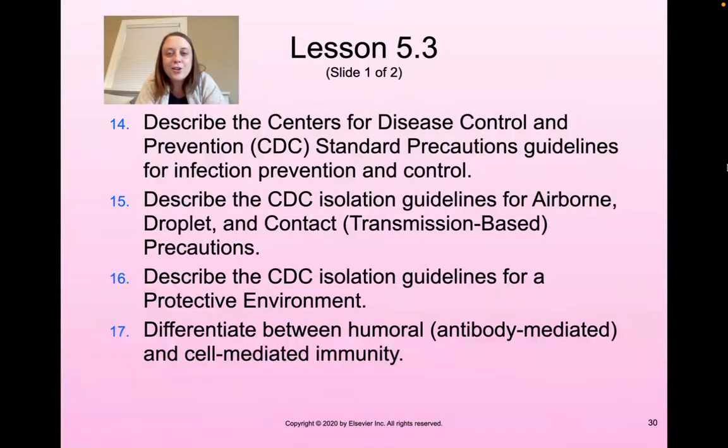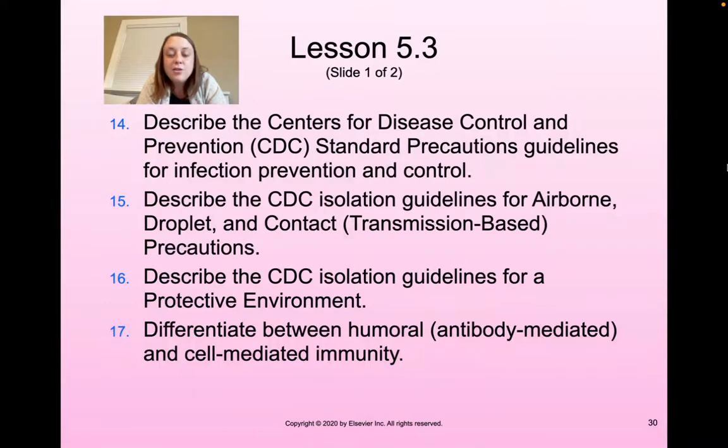Okay, time for our third and final part of our lecture on Linton Chapter 5. By the end of this lecture, you should be able to describe the Centers for Disease Control and Prevention, the CDC, and their standard precautions guidelines for infection prevention and control. You should be able to describe the CDC isolation guidelines for airborne, droplet, and contact precautions, all those types of transmission based precautions. You should be able to describe the CDC isolation guidelines for a protective environment as well.